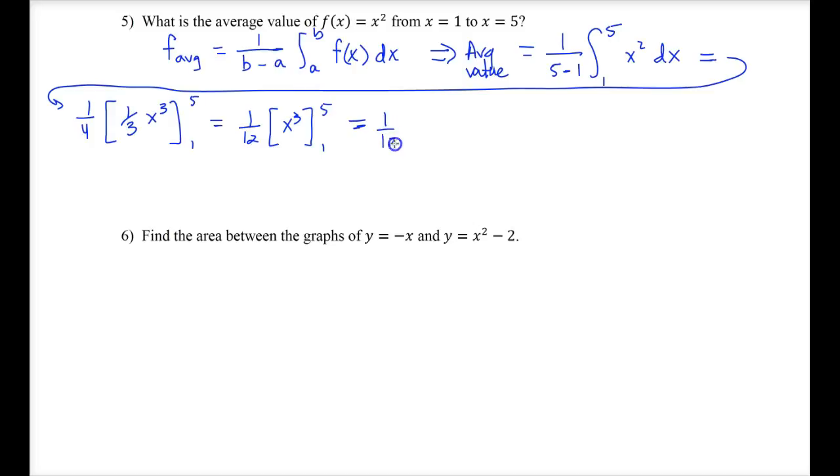And of course, from there, we just substitute in 5 for x, and then minus substitute in 1 for x. And then we just calculate. So 5 cubed is 125. And of course, 1 cubed is 1. So that would just be 124 divided by 12.